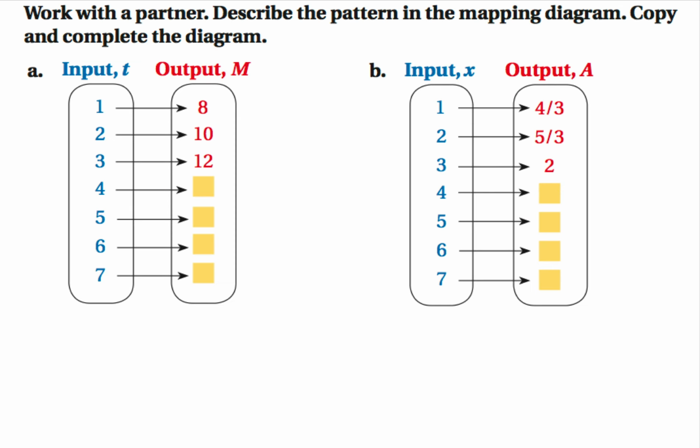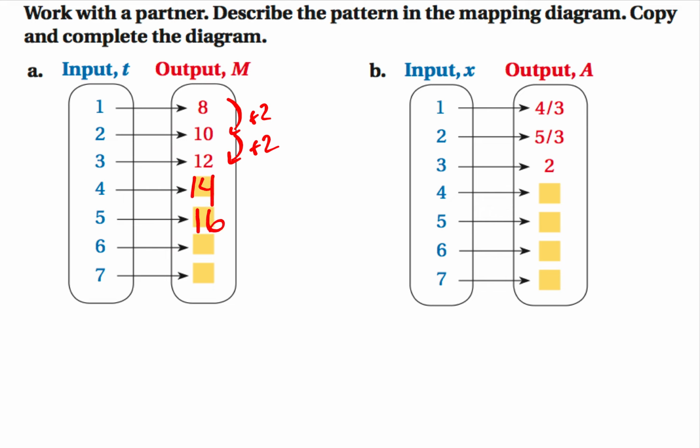Okay, we're going to describe the pattern in the mapping diagram and complete the diagram. On the first example here, the input of 1 gives an output of 8. The input of 2 gives an output of 10. 3 goes to 12. What do 4, 5, 6, and 7 go to? Well, what you might notice here is that they are going up by 2. That's a pattern we can use. So this next one, of course, would be 14.